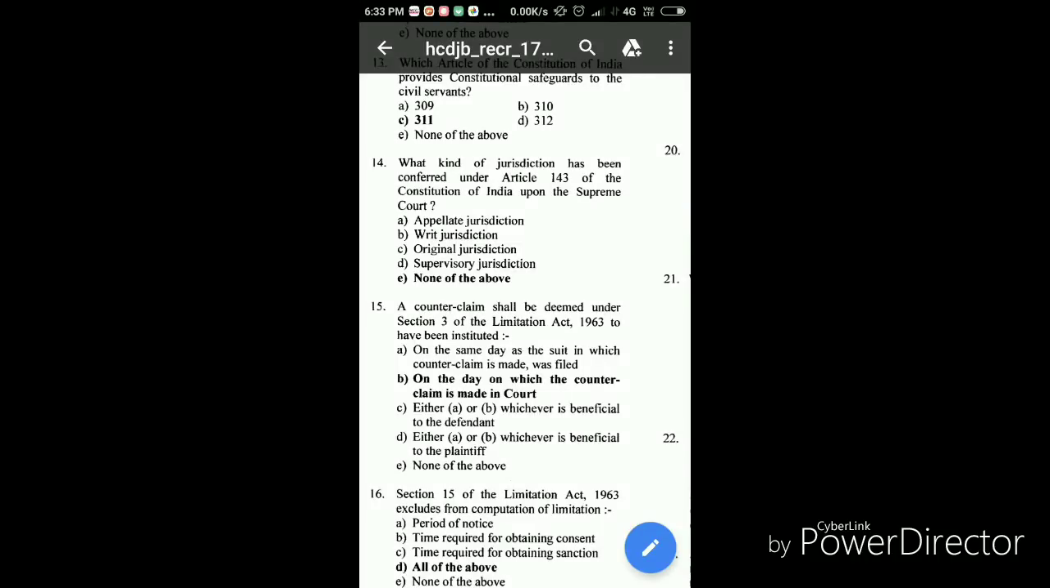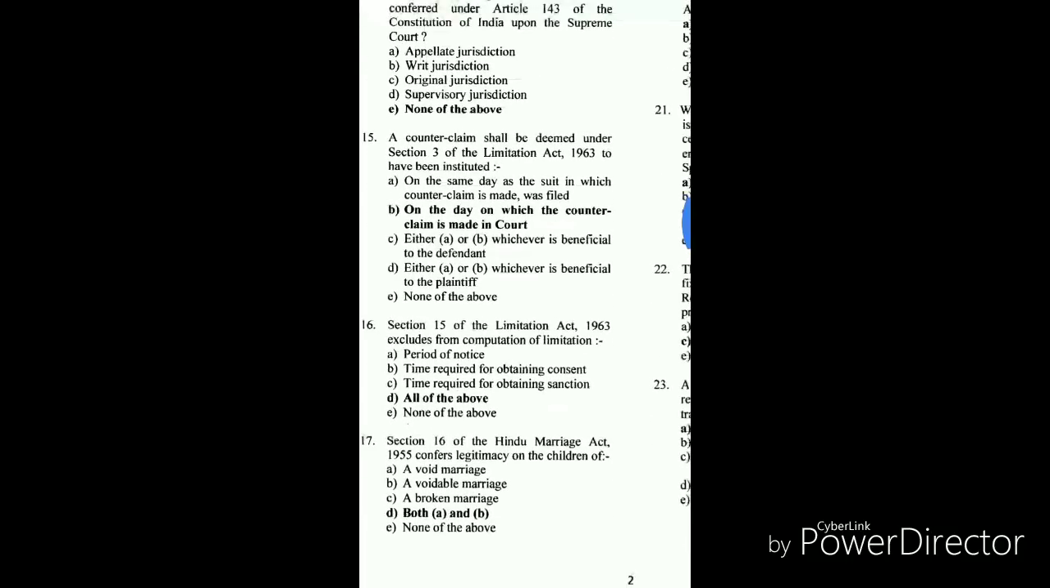Now we go to question number 14. Sorry, we have done this. There is advisory jurisdiction. Now, question number 50. A counterclaim shall be deemed under section 3 of the Limitation Act 1963 to have been instituted. Counterclaim के लिए देखिए सीधा ये जिस दिन से फाइल होता है उस दिन से इसमें लिमिटेशन शुरू होती है. Counterclaim is given in order 8, rule 6A to G.